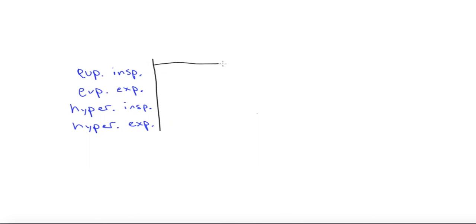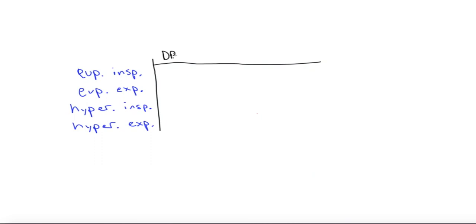We have eupnic expiration, or exhalation, same thing: breathing out at rest. We have hyperpnic inspiration, which would be breathing in in a forceful manner. And then we have, and I'm abbreviating here obviously, hyperpnic expiration, which would be breathing out forcefully. Okay, now let's draw a little grid here. You can start to see how these fit in. Right, so let's put our centers up here.